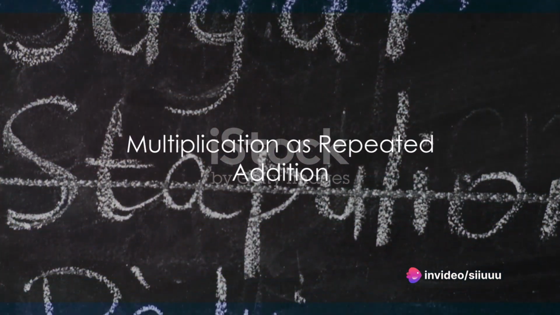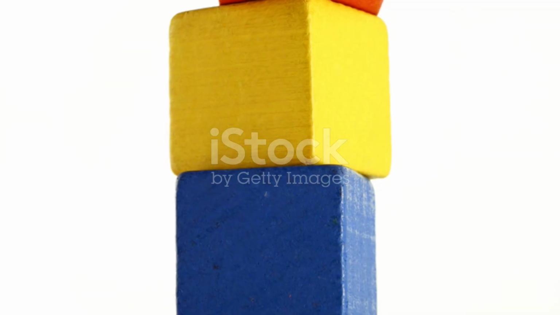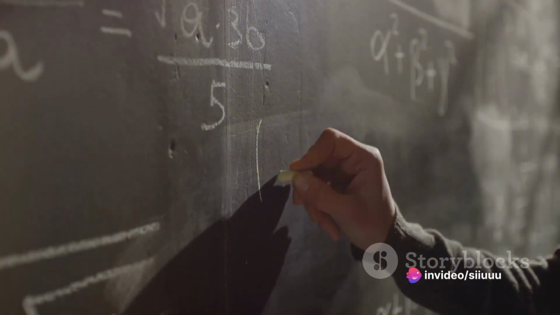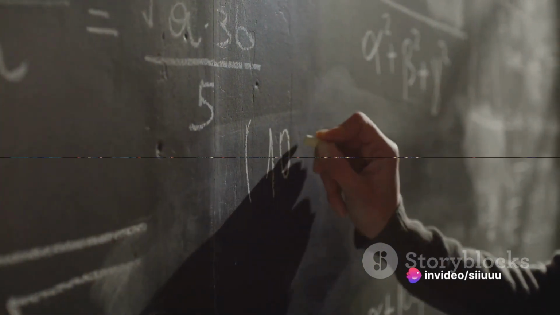Think of multiplication as repeated addition. If you have 3 groups of 5, you could add 5 plus 5 plus 5 and you'd get 15. So 3 times 5 equals 15. The symbol for multiplication is x, so we write this as 3x5=15.